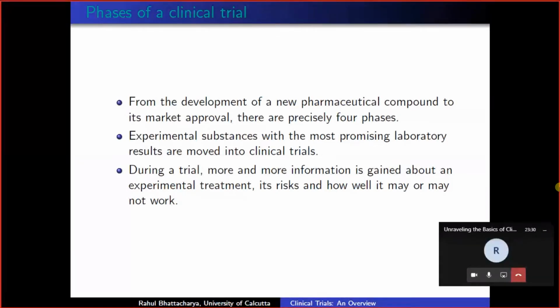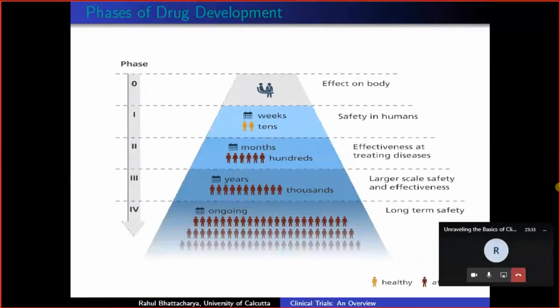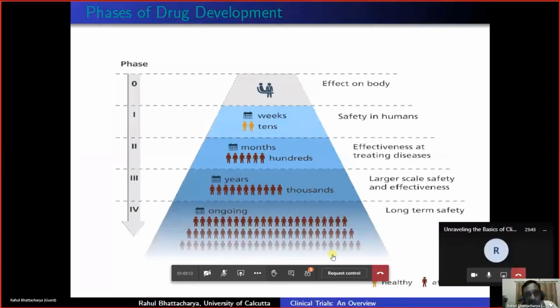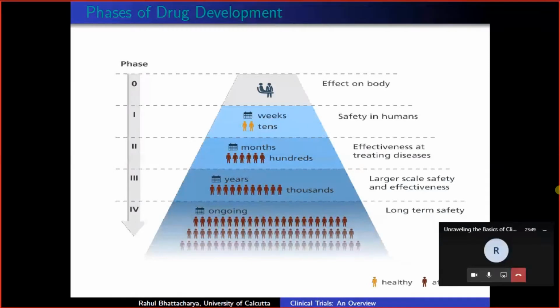So this is the schematic of the phases of drug development. Just look at the left hand slider. That is the phase numbers. You can find that phases are numbered from 0 to 4, and what happens in each phase is given on the right. In phase 0, you have some promising substance. You find its effect on the body. If you find that it is promising, but it has some negative effect or side effect on the body, you have to step down. So you will not be able to conduct the clinical trial.